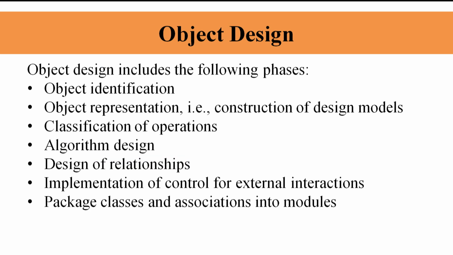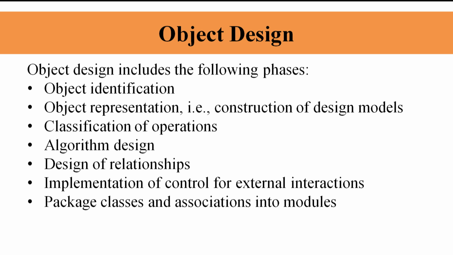Now, if we talk about the object design phases, then we have to first do object identification, then we have to represent object relationships, how objects are related with each other. For example, student object and teacher object, how they are related, what are their types of relationships, how they are communicating with each other. So it includes the construction of the design model for that particular system, and then classification of operation.